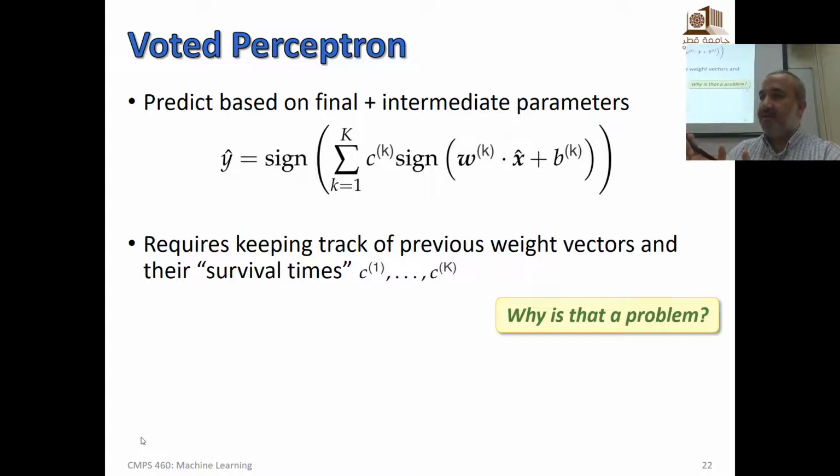That's in training. How about prediction? It's not wasting, okay, but it needs more time, you mean. It's much, of course, slower than the vanilla Perceptron. Why is that? Yes, because instead of taking the opinion of one model, we are taking the opinion of all models. If we have 1,000 models, it will be 1,000 times slower than the prediction of the vanilla Perceptron. So it needs more time.